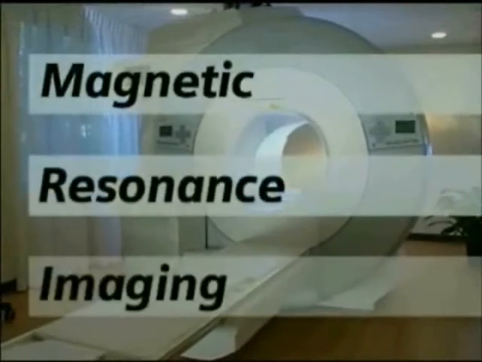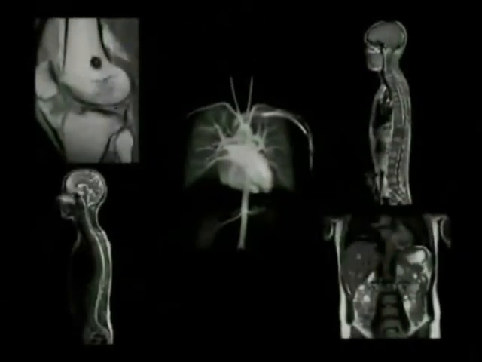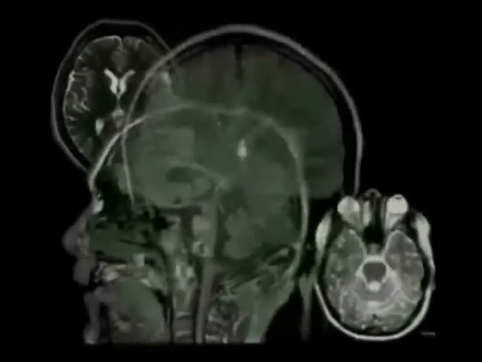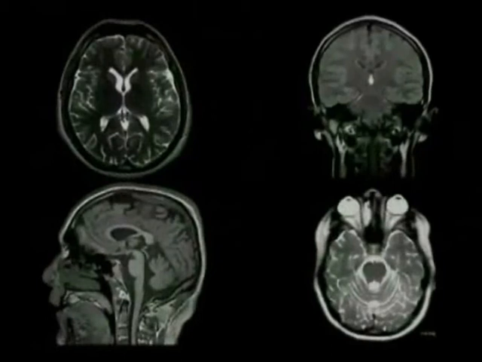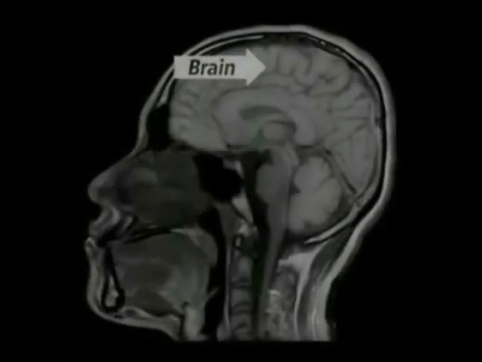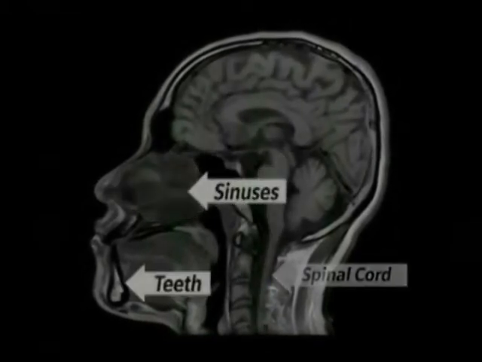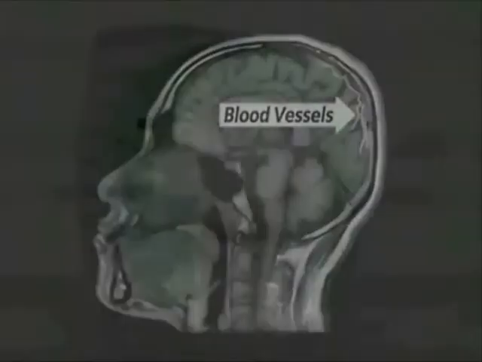MRI stands for magnetic resonance imaging. You will see some remarkable images produced by this type of medical imaging exam. These are the medical images of the brain. They are clear and detailed. Here, in addition to the brain, we can see the spinal cord, sinuses, teeth, and even blood vessels.